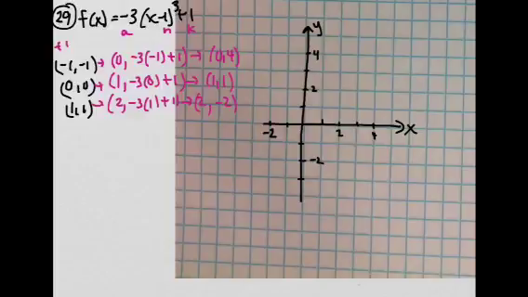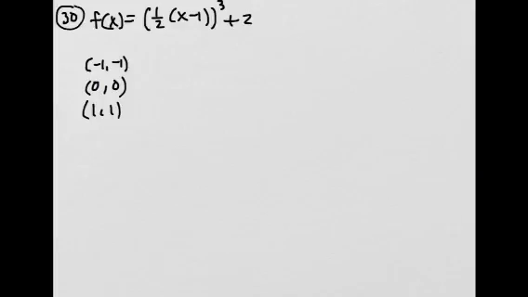So we plot the points 0, 4, 1, 1, and 2, negative 2. Remember, this is your inflection point right here. That's where the curve changes direction. The negative in front of the 3 made it reflect over the x-axis, so the curve is going to go out this way and this way. And that's your graph.